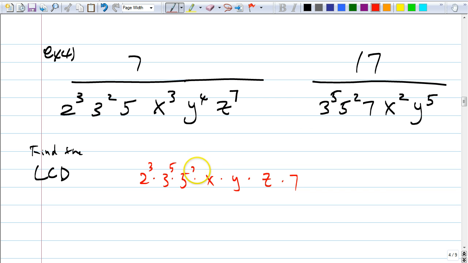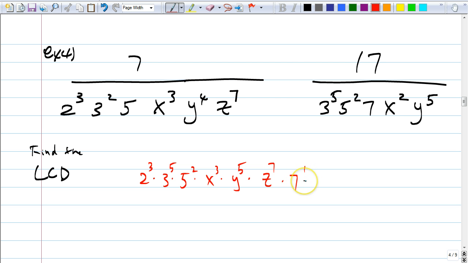And then what about 5, Brandon? 5 squared. Good. What about x? X to the third. Good. Y to the? Fifth. Y to the 5th is right, because this one had 5th, this has 4, okay? And z to the 7. Oh, what about 7? 7 is to the first.